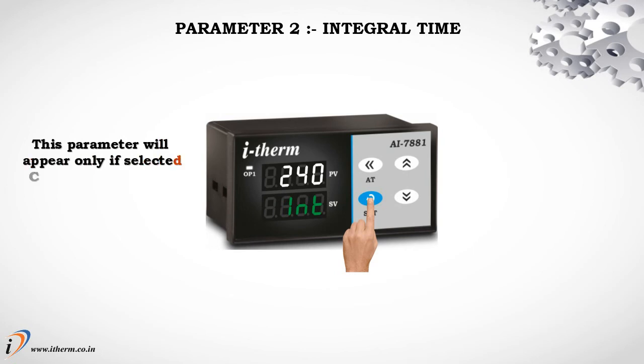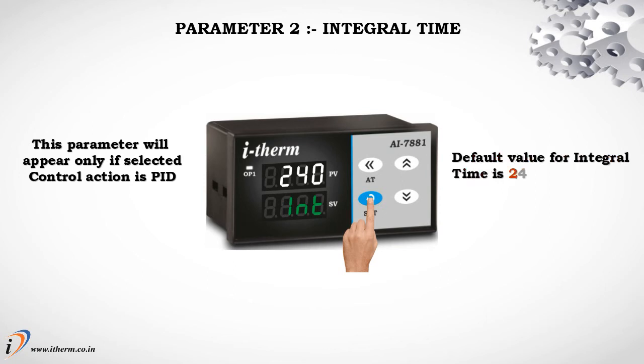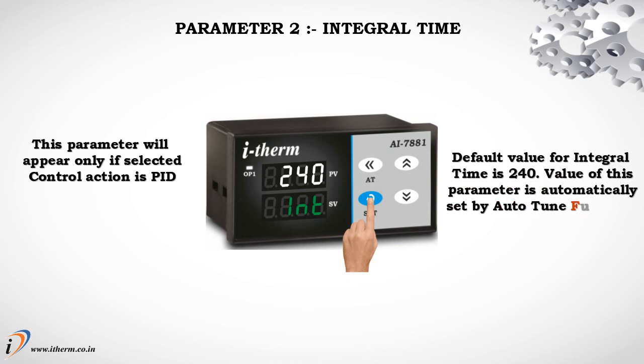Parameter 2, Integral time. This parameter will appear only if the selected control action is PID. Default value for integral time is 240. The value of this parameter is automatically set by the auto-tune function.